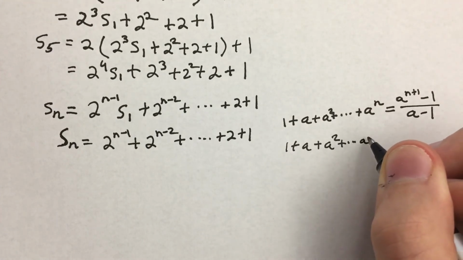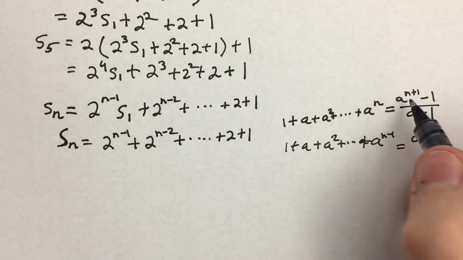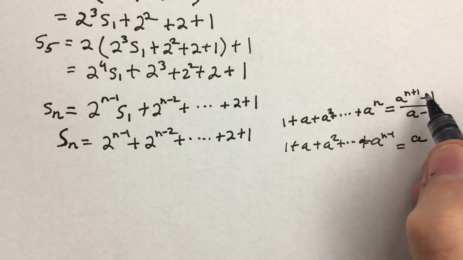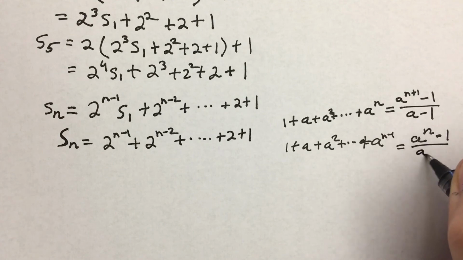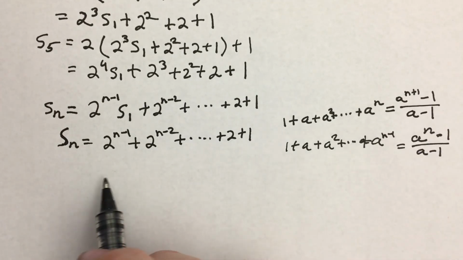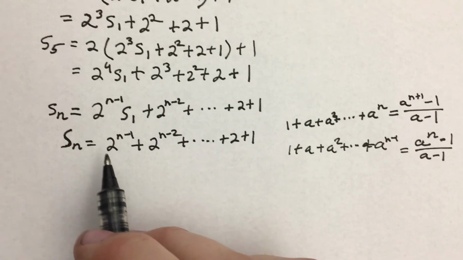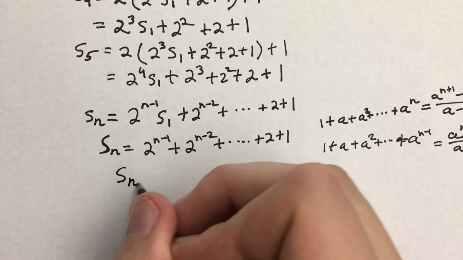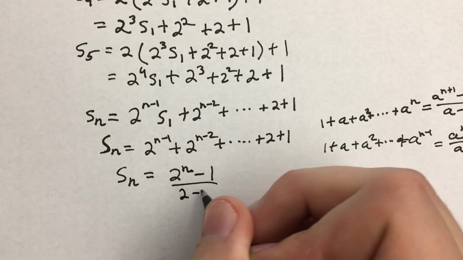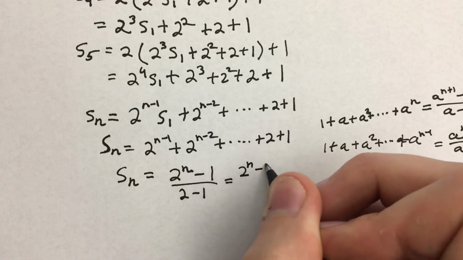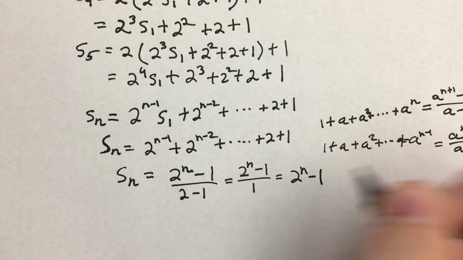we're only going up to a to the n minus 1. So if you put an n minus 1 here, you have n minus 1 plus 1, right? So this just becomes a to the n minus 1 over a minus 1. These match exactly, except for the fact that instead of a, we have 2. So we're going to write this as S sub n equals 2 to the n minus 1 over 2 minus 1, but 2 minus 1 is just 1. So this is going to be 2 to the n minus 1.